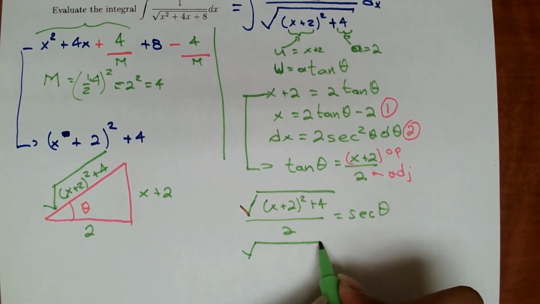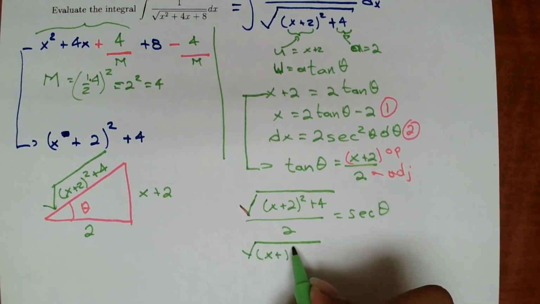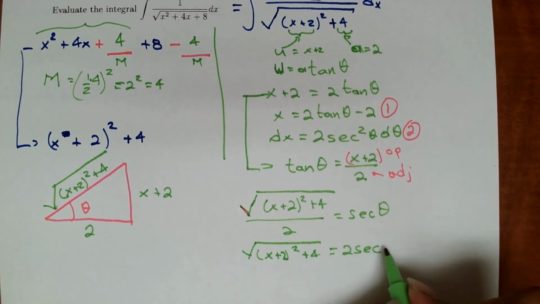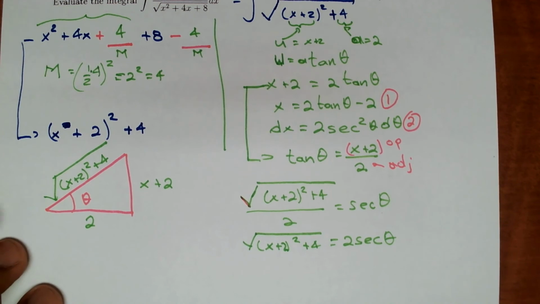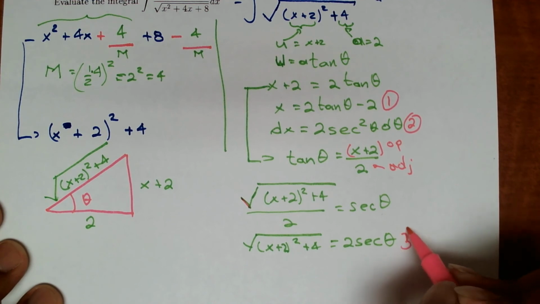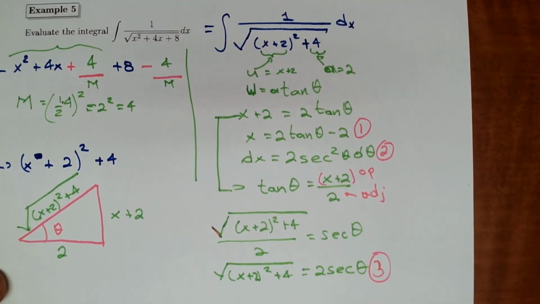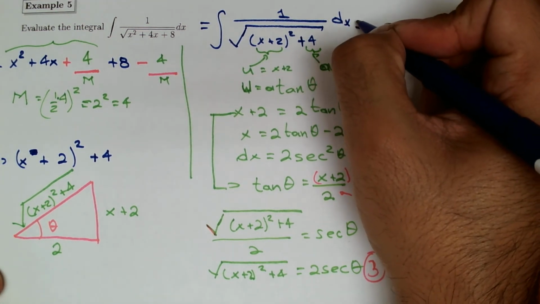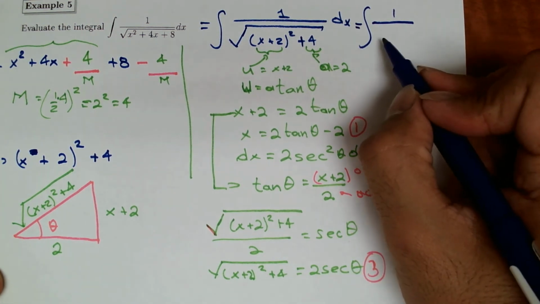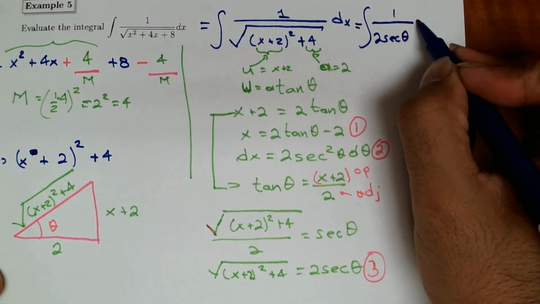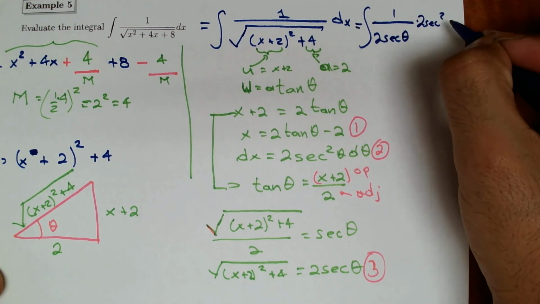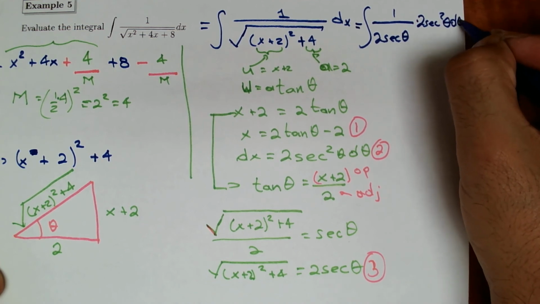So the radical term will be replaced with 2 secant theta. Okay, so that's part 3. So the integral will be the integral of 1 over 2 secant theta times dx, which is 2 secant squared theta d theta.